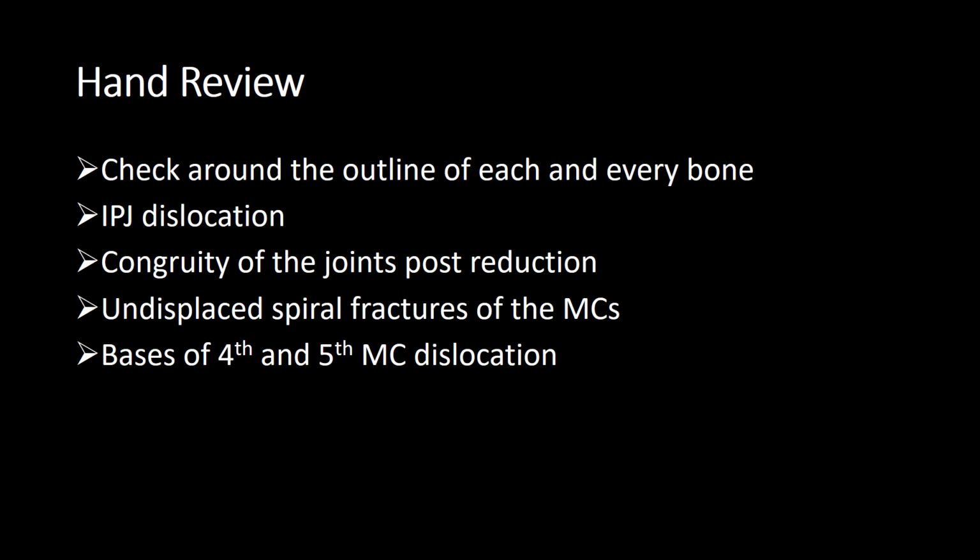Check for interphalangeal joint dislocation. Always check the congruity of the joint's base reduction. You want to make sure that you have a nice uniform joint line. There's no diastasis at one part of the joint and no narrowing at the other. Check carefully for any undisplaced spiral fractures of the metacarpals, and check very carefully the bases of the fourth and the fifth metacarpals for dislocation.